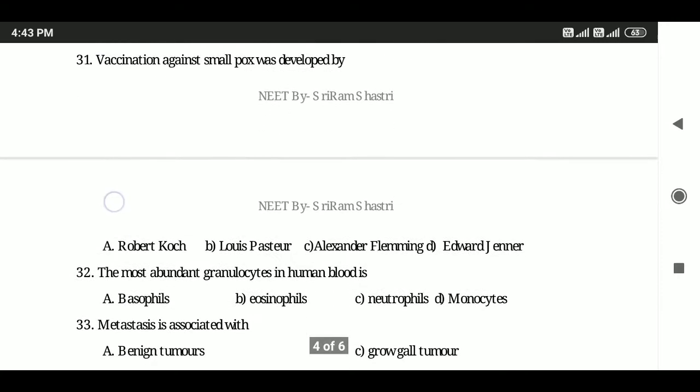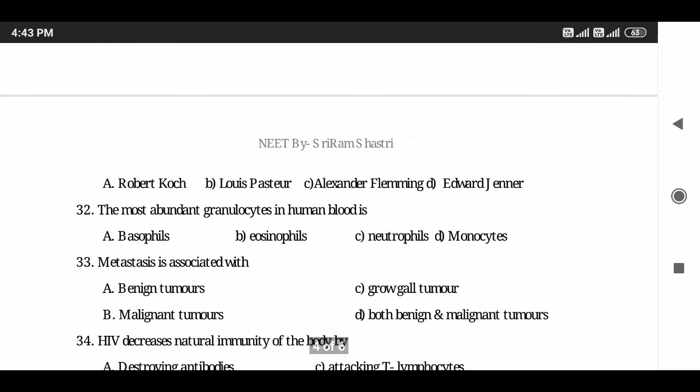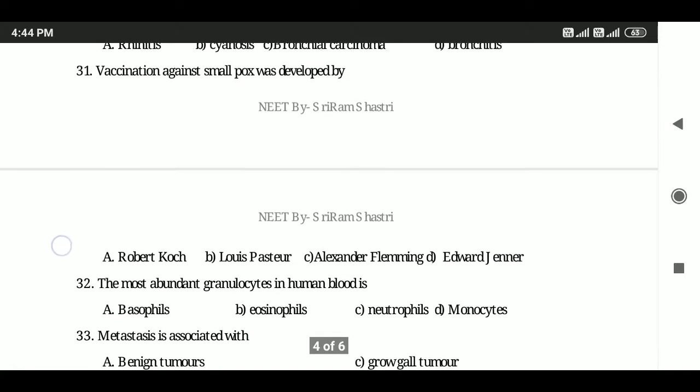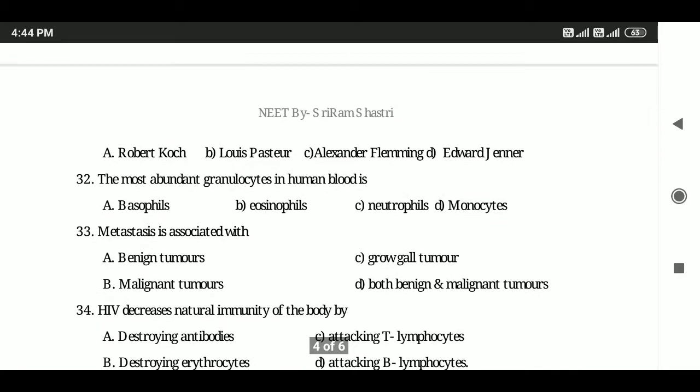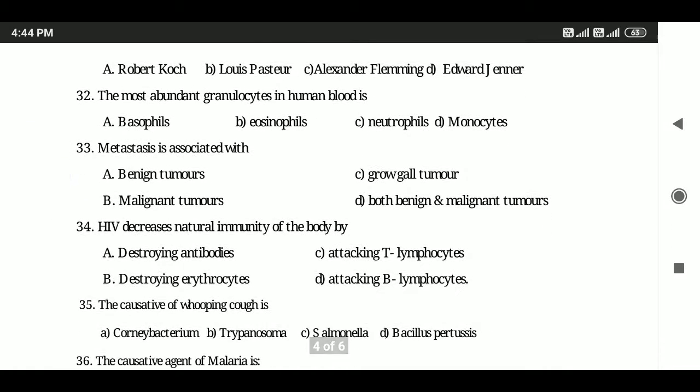Vaccination against smallpox was developed by A. Robert Koch, B. Louis Pasteur, C. Alexander Fleming, D. Edward Jenner. We all know the first vaccine for cowpox and smallpox combinedly was developed by Edward Jenner. So Edward Jenner is the person who developed the smallpox vaccine. The most abundant granulocytes in human body is basophil, eosinophil, neutrophil, monocytes. So the highest number of WBC in our body are neutrophils.